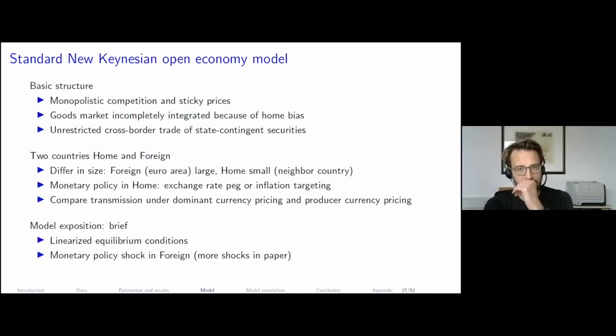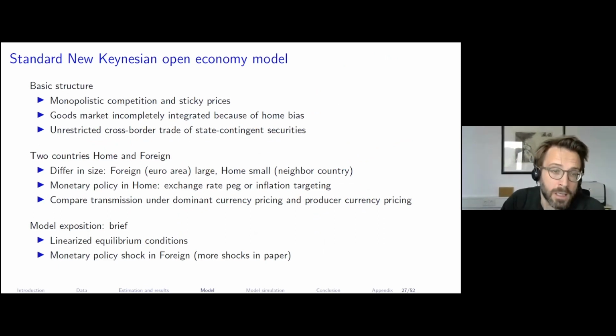Okay, how do we think about this? Here are some thoughts based on a standard New Keynesian open economy model. Everything is textbook stuff. So we have two countries. Euro area we call foreign, home we call the neighbor country. I'm living in the euro area, so for me it's hard, but I guess it's a nice exercise to put ourselves in the shoes of a citizen in the neighbor country of the euro area, and call this home, this small open economy.